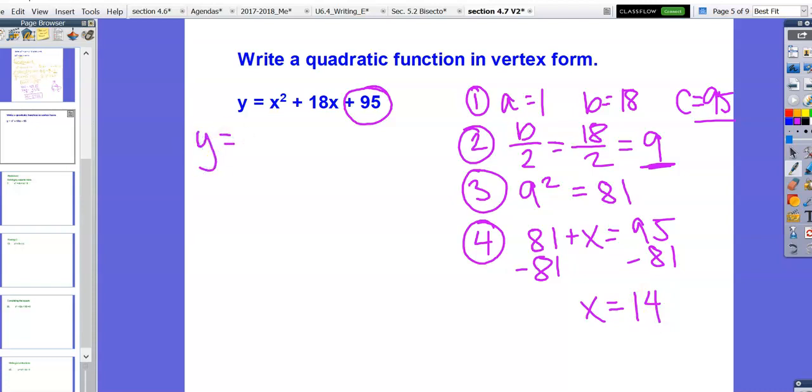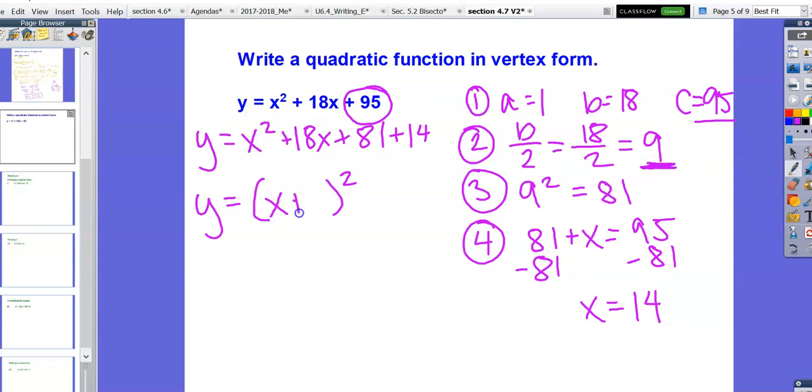So y equals x squared plus 18x plus 81 plus 14. And then we're going to write the perfect square binomial with 9, the value from step 2, inside of parentheses, and then add 14 to the end.